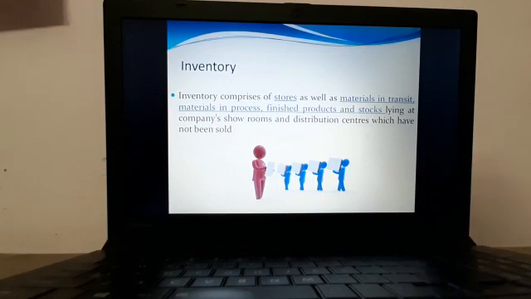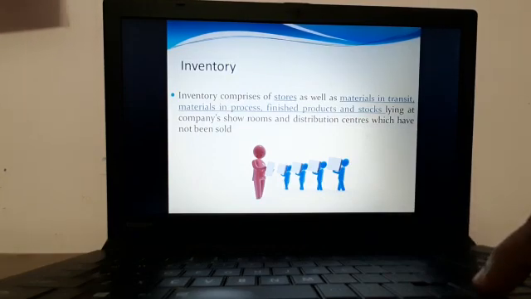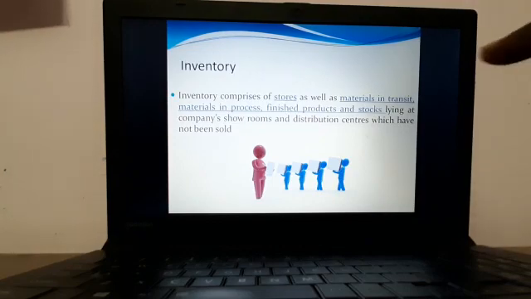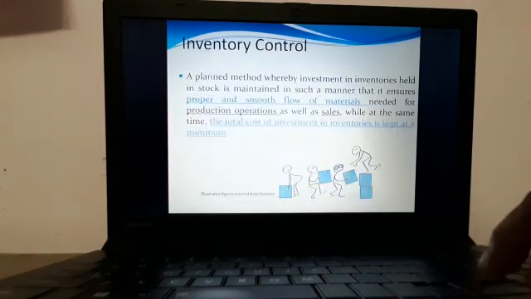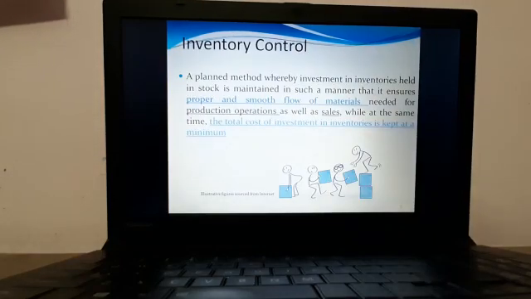So this total entity, which consists of raw materials just coming into the process, those in process, and finished products and stocks, the total of this is said to be the inventory. Now, since it is such a big process, we have to deal with it very carefully. That is why we have something known as inventory control.